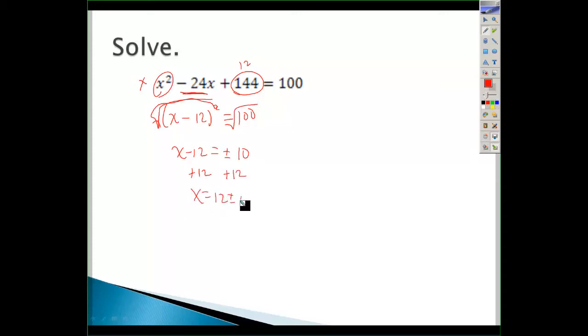x equals 12 plus or minus 10. So x equals 12 plus 10, or x equals 12 minus 10. So x can equal 22, or x can equal 2. Okay, there's two numbers that I can plug into that equation to make it a true statement.